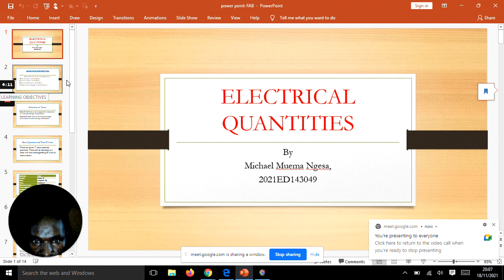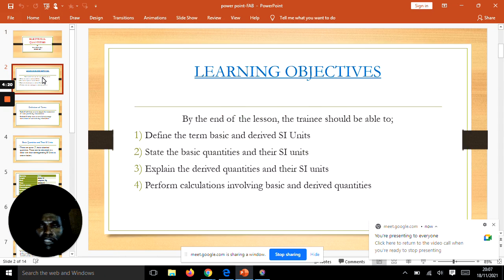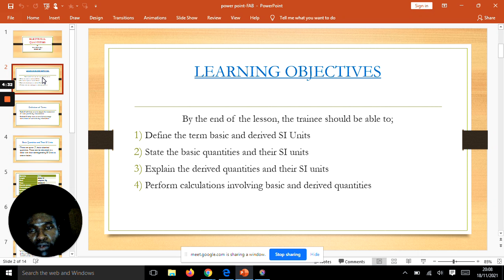Okay, thank you. Now let's proceed. So as I had said, we are going to look at electrical quantities. To begin with, we are going to look at the learning objectives of this lesson. The first objective is to define the terms basic and derived SI units. Then the second objective is to state the basic quantities and their SI units. That is, you're supposed to state the quantity itself, then we give its SI units.